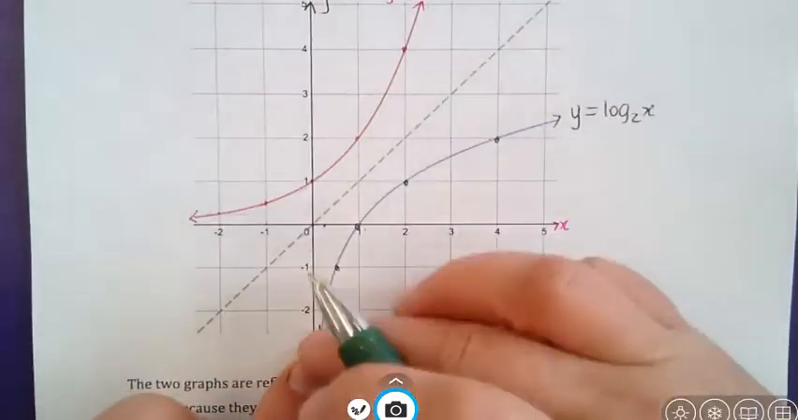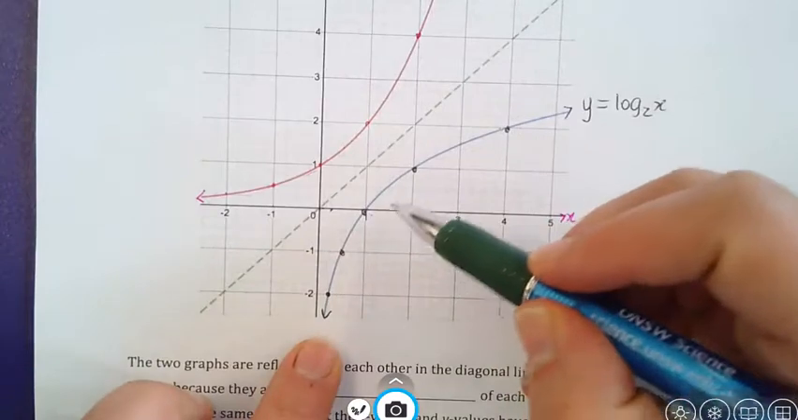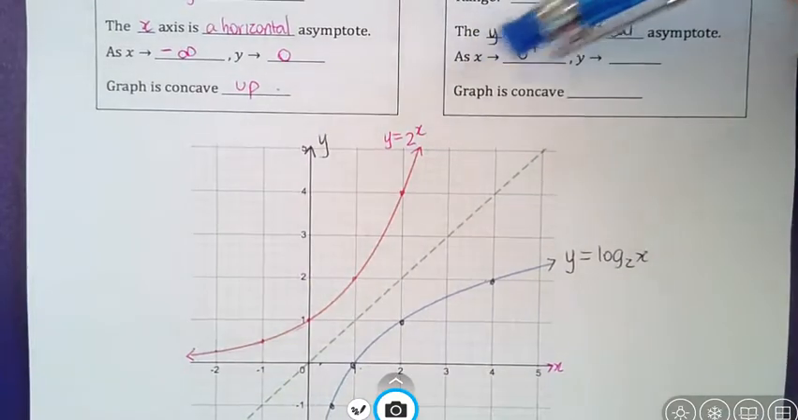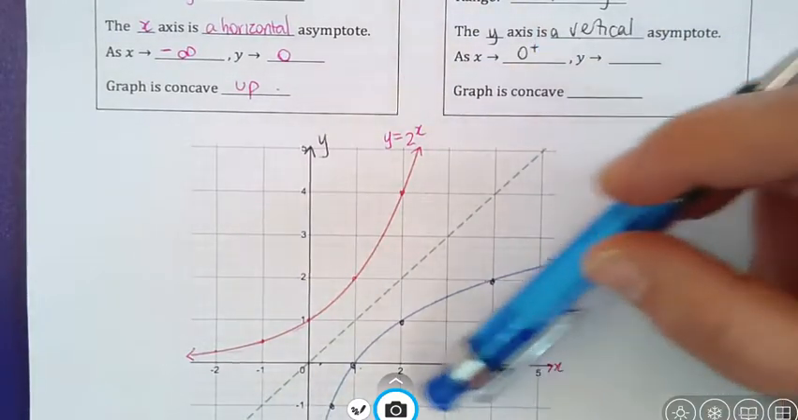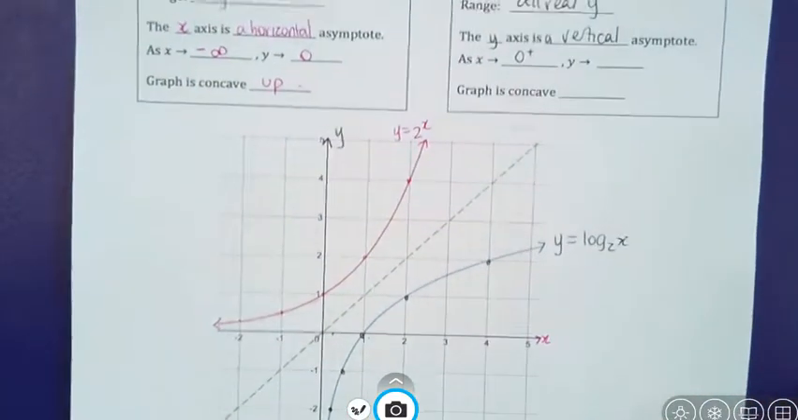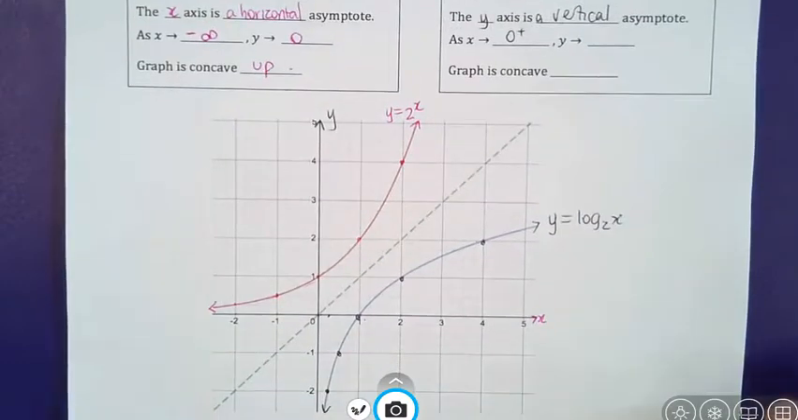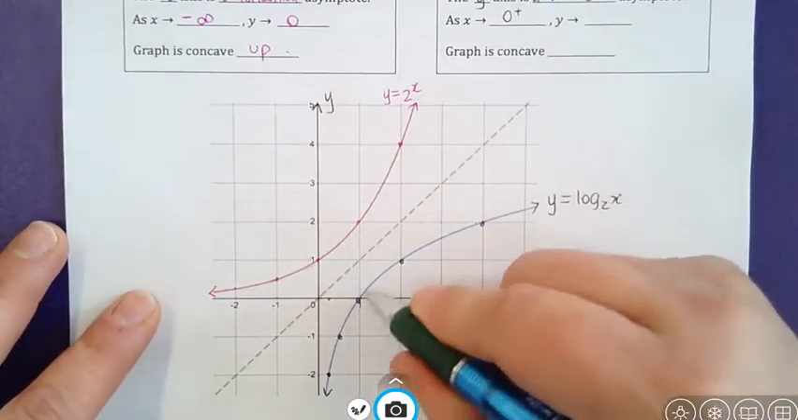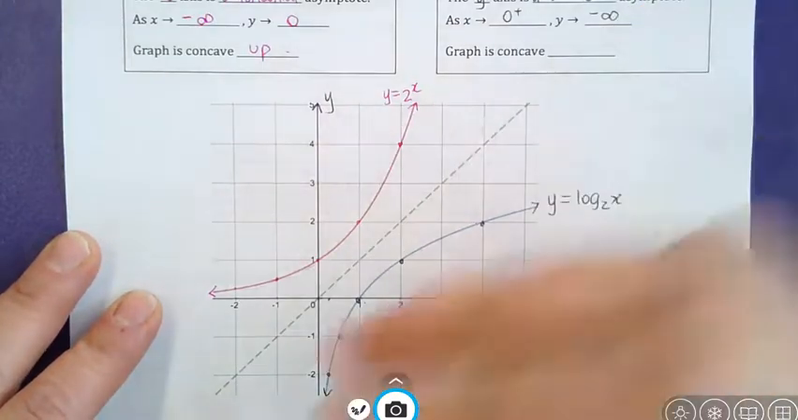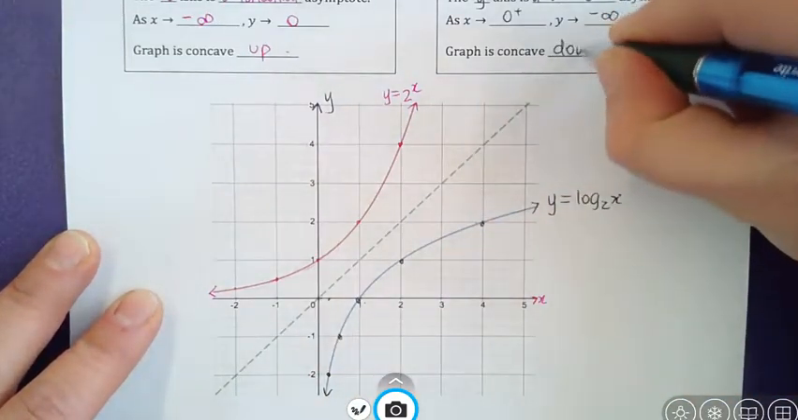And as x approaches what? I'm just talking about the asymptote here. As x approaches 0 from above, so from the positive side, so as x approaches 0 from the positive direction, y approaches what? Negative infinity. And the curve again is concave down.